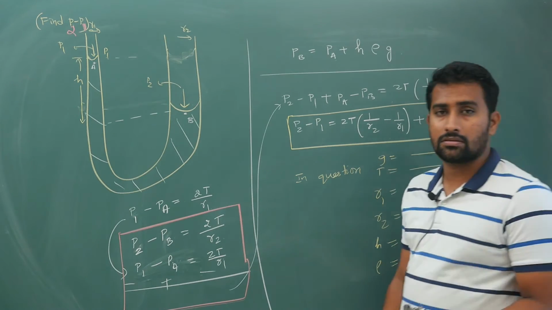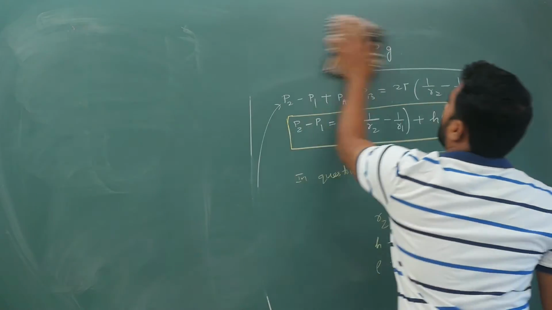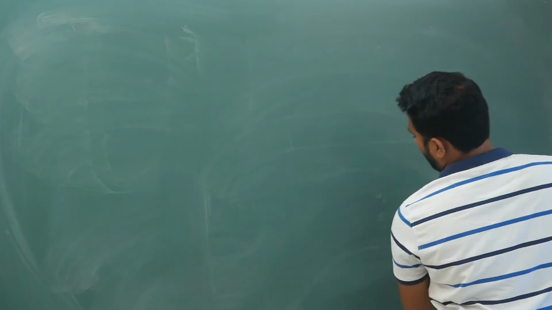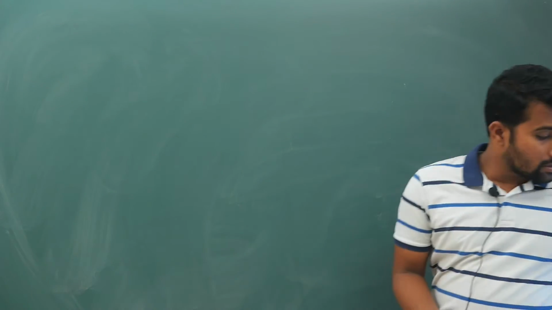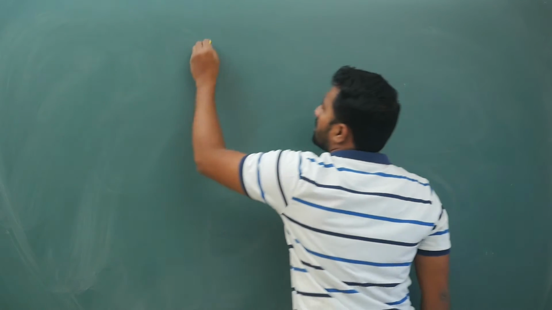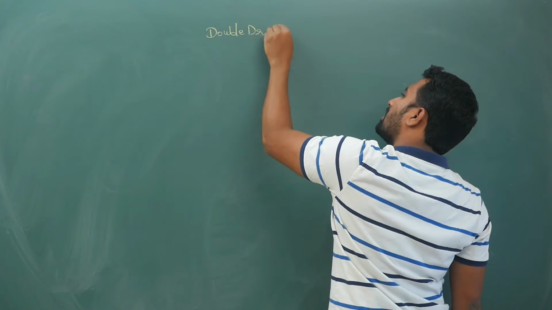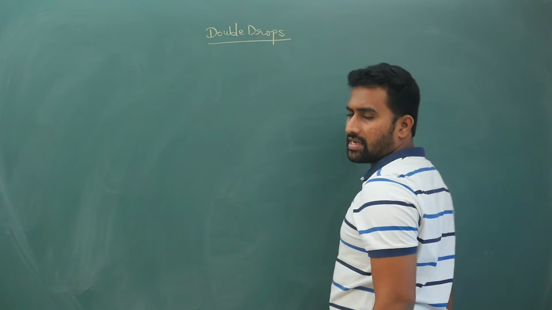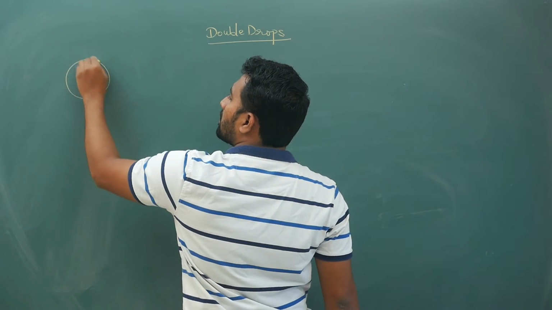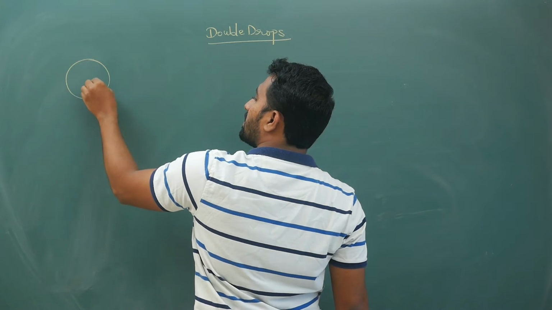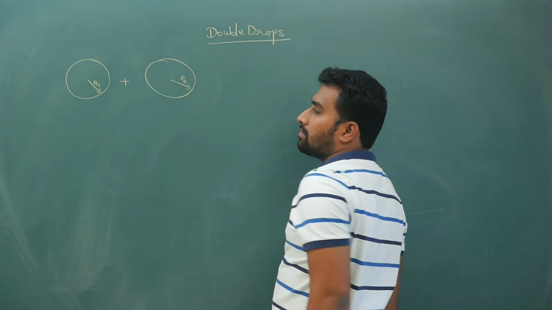your double drops. Hope you have copied this and understood this. So double drops, what it is, I will tell you. Coalescing means in some examples you have to take it as a single figure. I will talk about that. Now what is happening is you have a drop of radius R1.